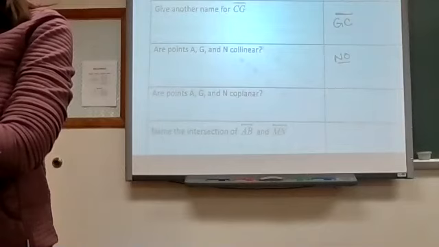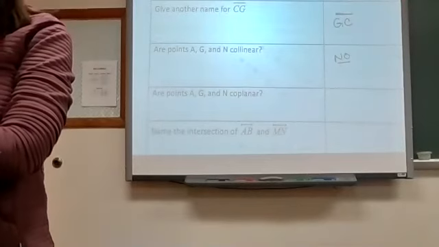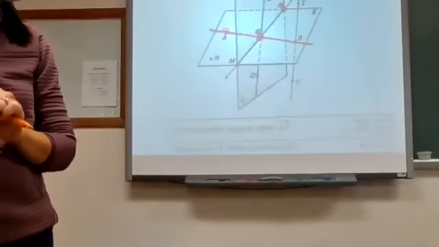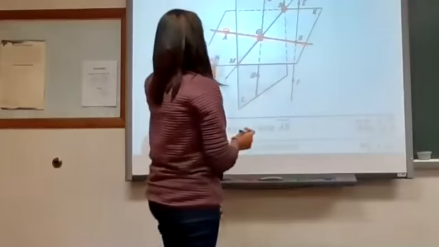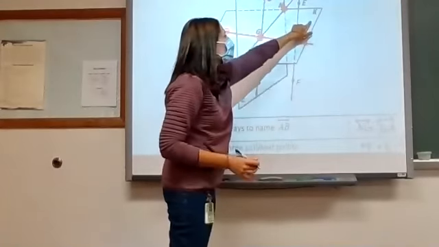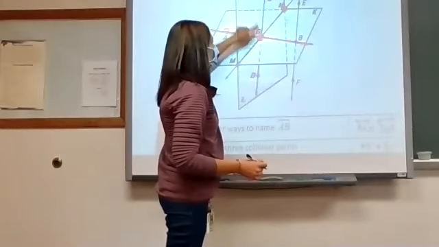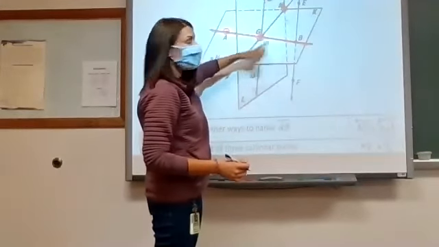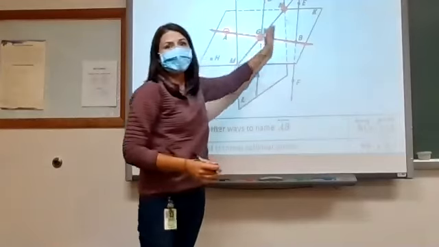Are points A, G, and N coplanar? Coplanar means on the same plane. So they're not all on the same line, but they are all on this plane K. A, G, and N all sit on this plane. Now G and N are also on this shaded plane, so they're on both. They're on the intersection of the two.